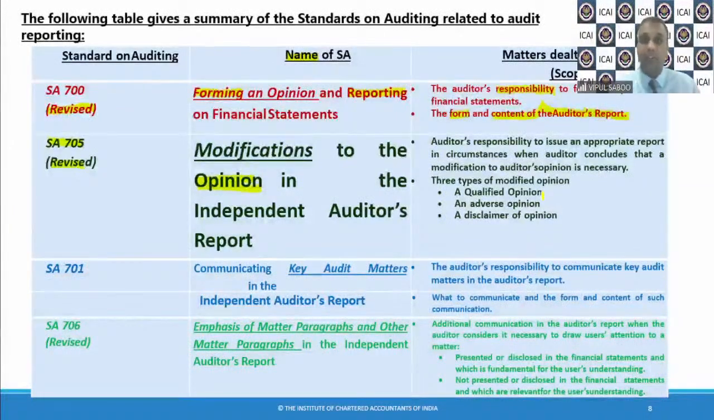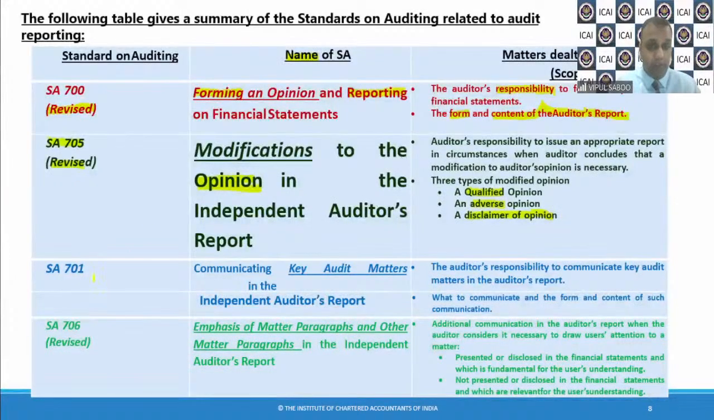As per the facts and circumstances of the case, we are going to do it today itself. So there are three types of modified opinion: qualified, adverse, disclaimer of opinion. We'll be doing this today. I'll not speak much upon it right now. We'll be doing this today.